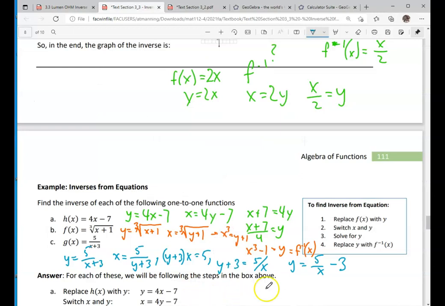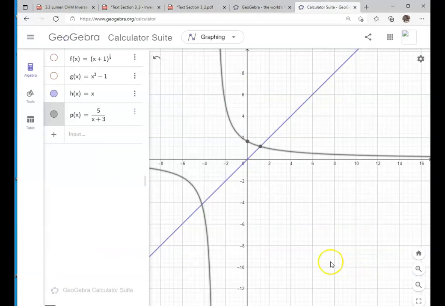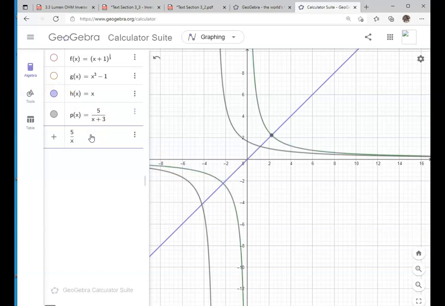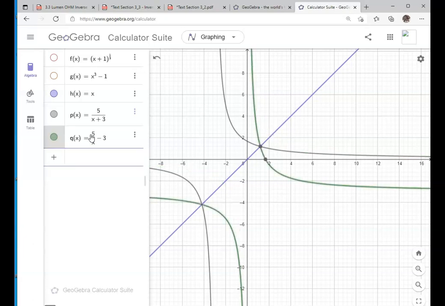Well, what was our other function? 5 over x minus 3. Let's put that in here now. 5 divided by x minus 3. And look at that function. It does a very similar thing when x is 0. Strange things happen because that blows up. But it's the reflection of that original one. And I see that reflection. Yep, I must have got it right.